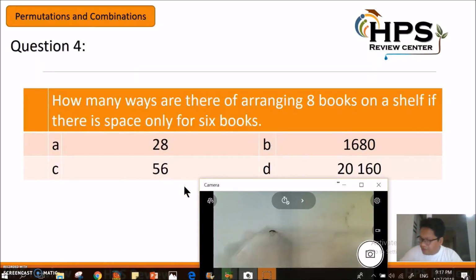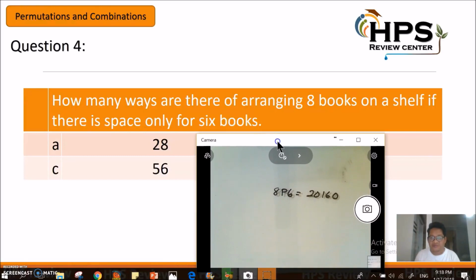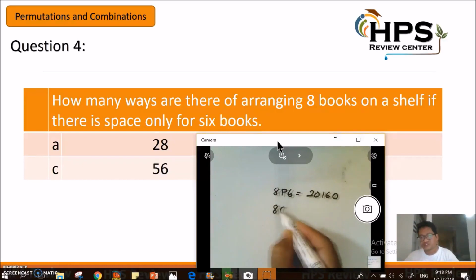So for number 4, you have there, how many ways are there of arranging 8 books on a shelf if there's space only for 6 books? So this one is a straightforward one. So there's 8P6. And that 8P6, when you press it to your calculator, 8 shift P6, you have 20,160. Now, there is also another way of looking into this problem. And what is that way? So first you can actually choose the 6 books out of 8 that you're going to arrange.